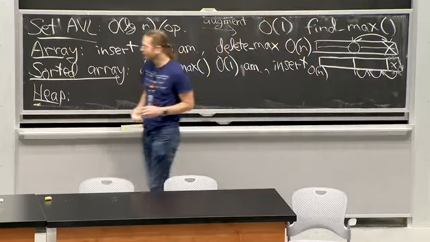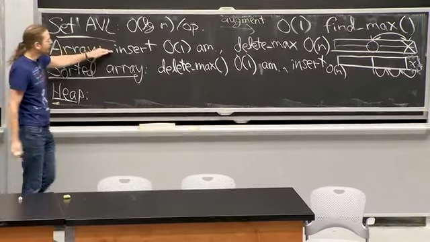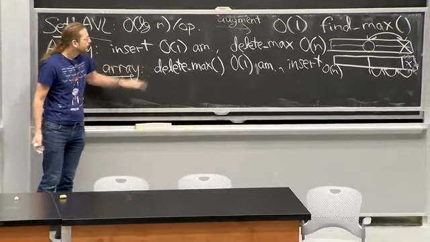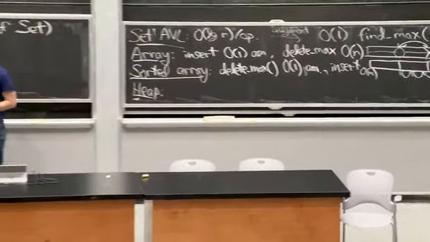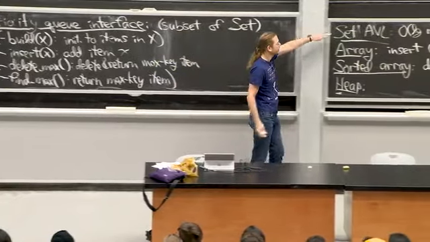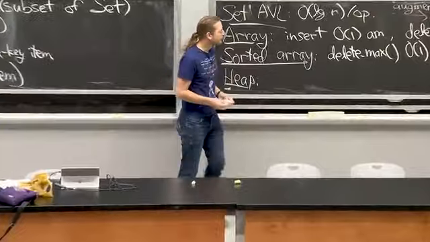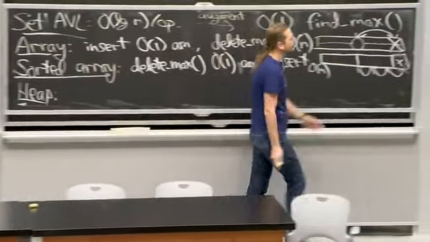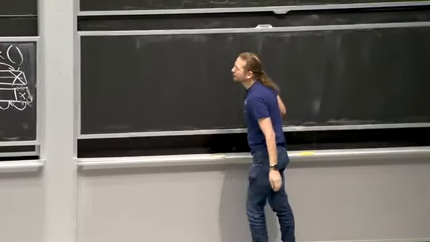And what we want is somehow the best of these two worlds. Insert is fast for an array. Delete is fast for a sorted array. We can't get constant time for both, but we can get log n time for both. We already know how with set AVL trees. But we're going to see a different way to do it today. And the main motivation for a different way to do this is sorting.